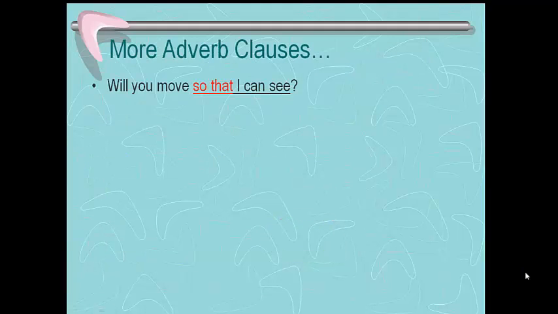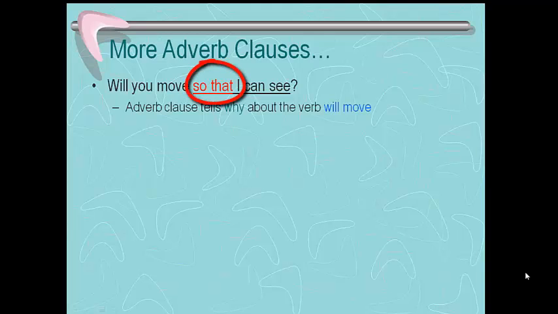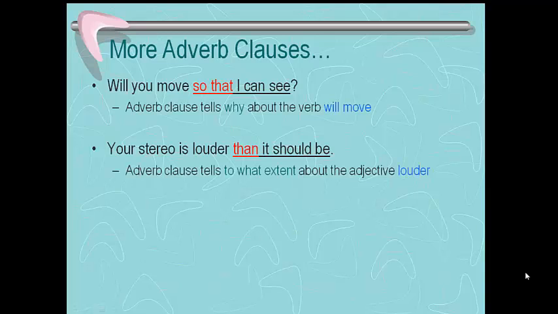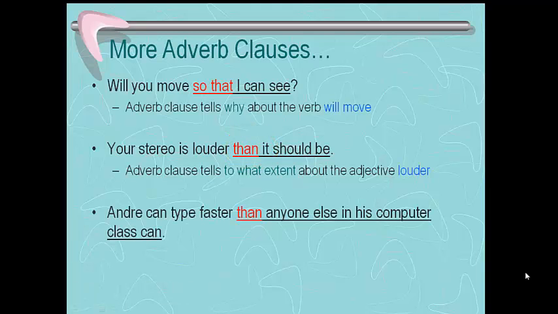Let's look at a couple more examples. Will you move so that I can see? The adverb clause, which is underlined, tells why about the verb will move. Notice that your subordinating conjunction is highlighted in red. Your stereo is louder than it should be. The adverb clause underlined tells to what extent about the adjective louder, and our subordinating conjunction is in red. Andre can type faster than anyone else in the computer class can. Our adverb clause tells to what extent about the verb faster.